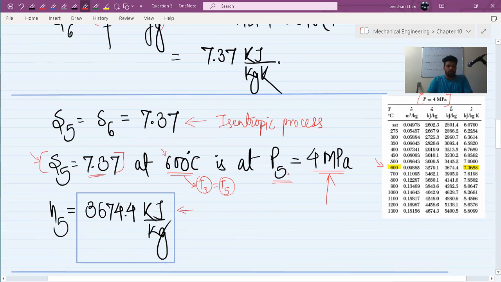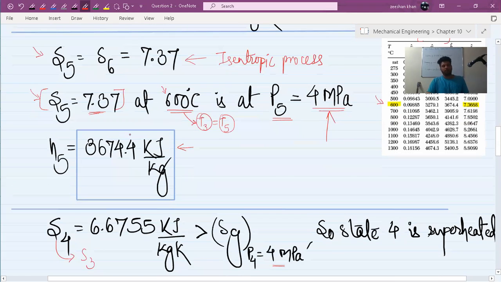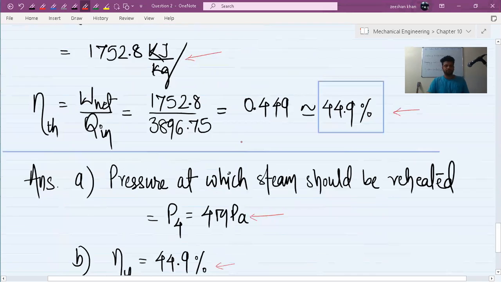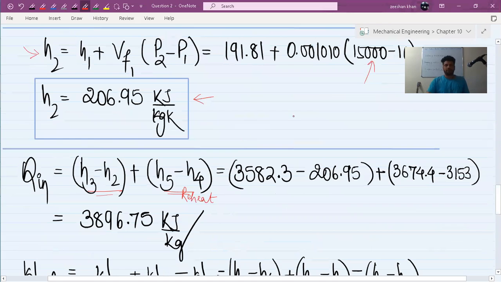I have to look for a pressure where entropy is equal to 7.37 when the temperature is 600 degrees centigrade, because I know S6 and S5 are the same. That is how I approached it. So P5 is going to be 4 megapascals. That's how. So this was the second problem.